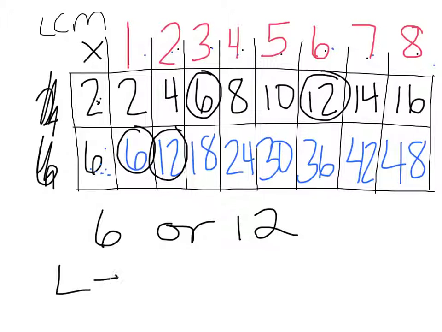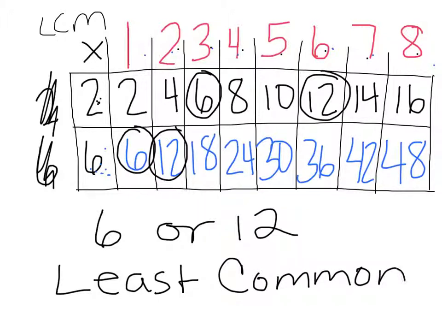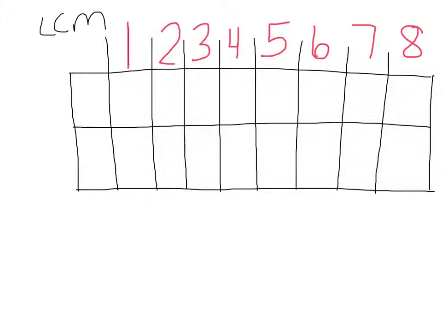Remember, I'm looking for the least common multiple. So the one that's in common, but the smallest one. So if I look at my choices, 6 is obviously smaller than 12. So the LCM of 2 and 6 would be 6. Okay, let's try another one.